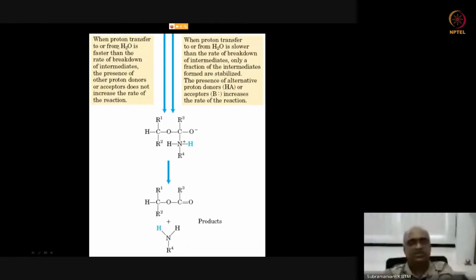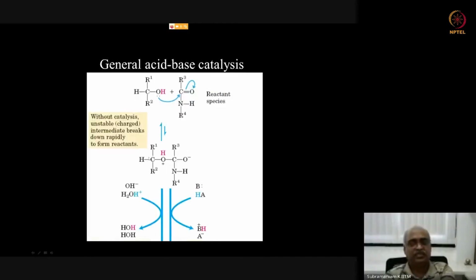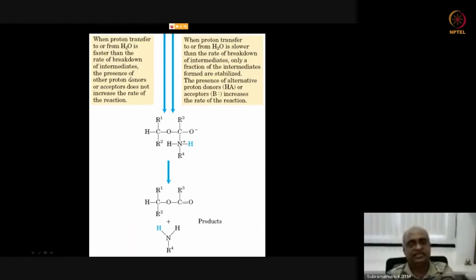So when proton transfer to or from water, that is an acceptor or donor situation, is faster than the rate of the breakdown, like from here going back, if this is slower than transfer to water, then it readily happens in water itself. You don't need any other proton acceptor or donor. Their presence doesn't help because the rate of transfer to water is faster and water is there plenty. So you're not going to have something that can do better than water.